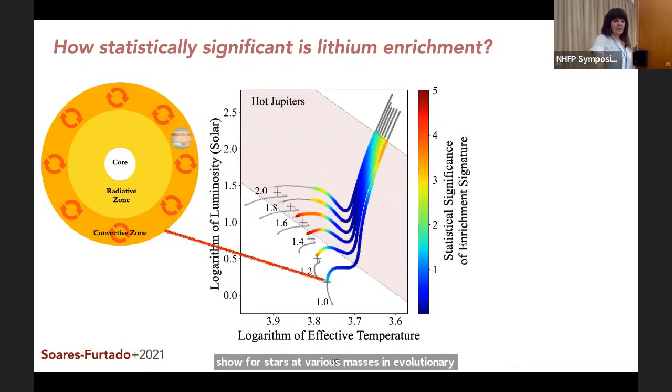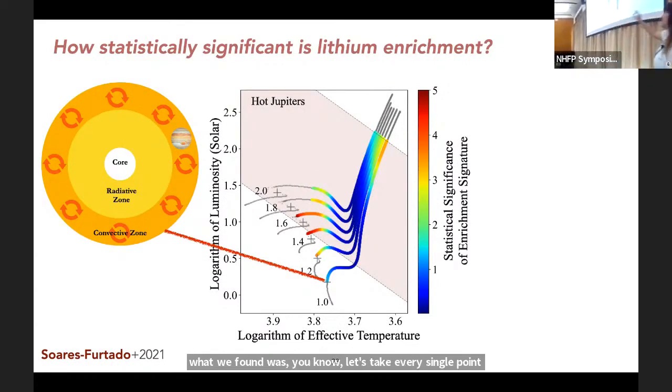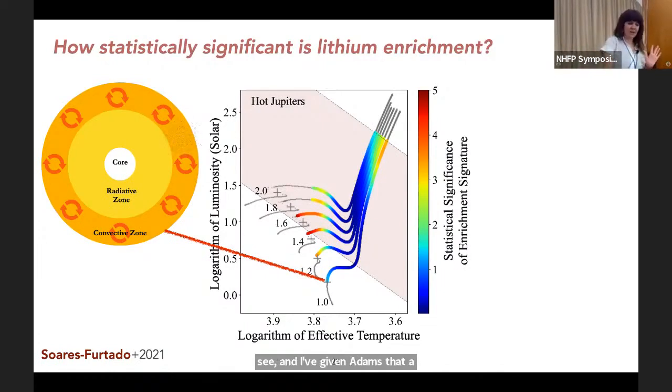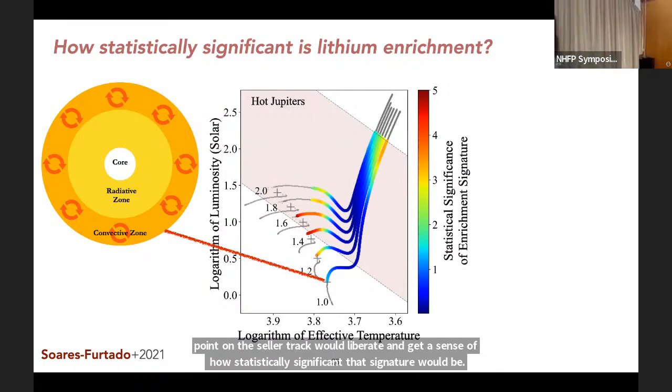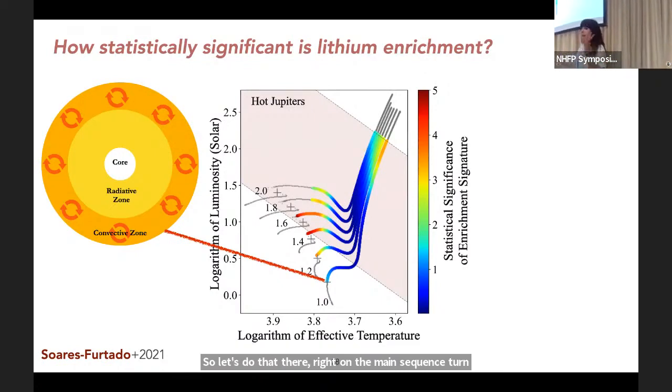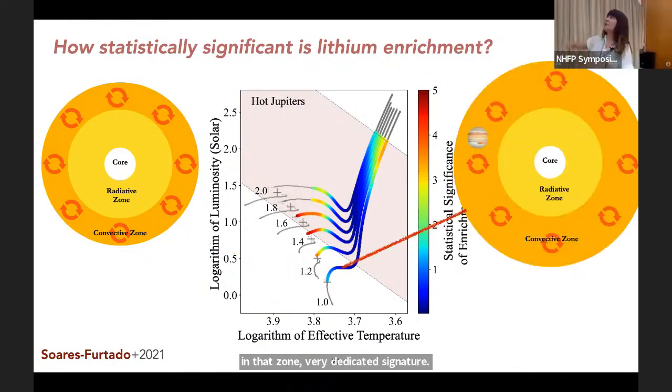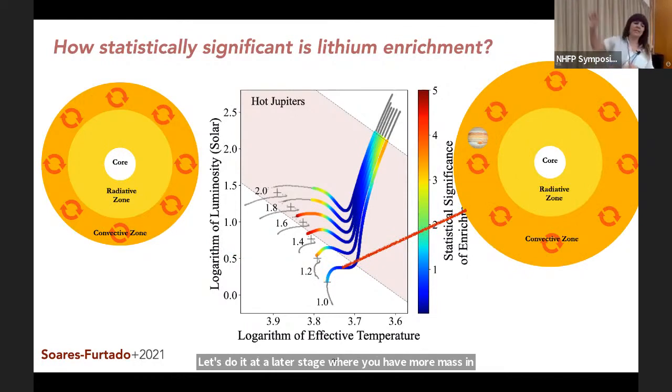And what we found was, let's take every single point and post-process in MESA, add in the number of lithium and hydrogen atoms that a star, if eaten at that point on the stellar track, would liberate, and get a sense of how statistically significant that signature would be. So let's do that there, right on the main sequence turnoff for a solar mass star. As we see, pretty low statistical significance because there's a lot of mass in that zone, very dilute signature. Let's do it at a later stage where you have more mass in the convective zone. You're seeing the statistical significance going down.